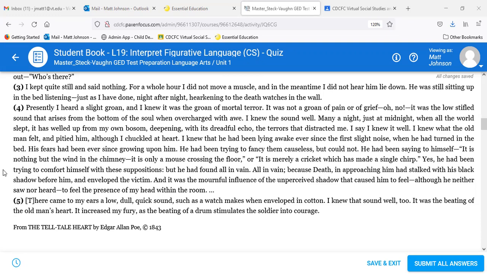There came to my ears a low, dull, quick sound, such as a watch makes when enveloped in cotton. I knew that sound well too. It was the beating of the old man's heart. It increased my fury, as the beating of a drum stimulates the soldier into courage.